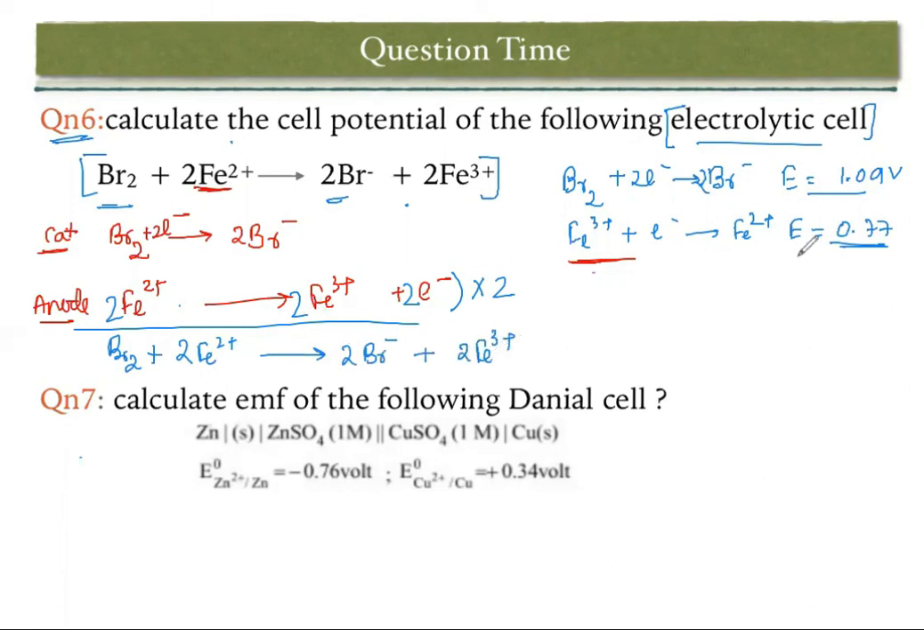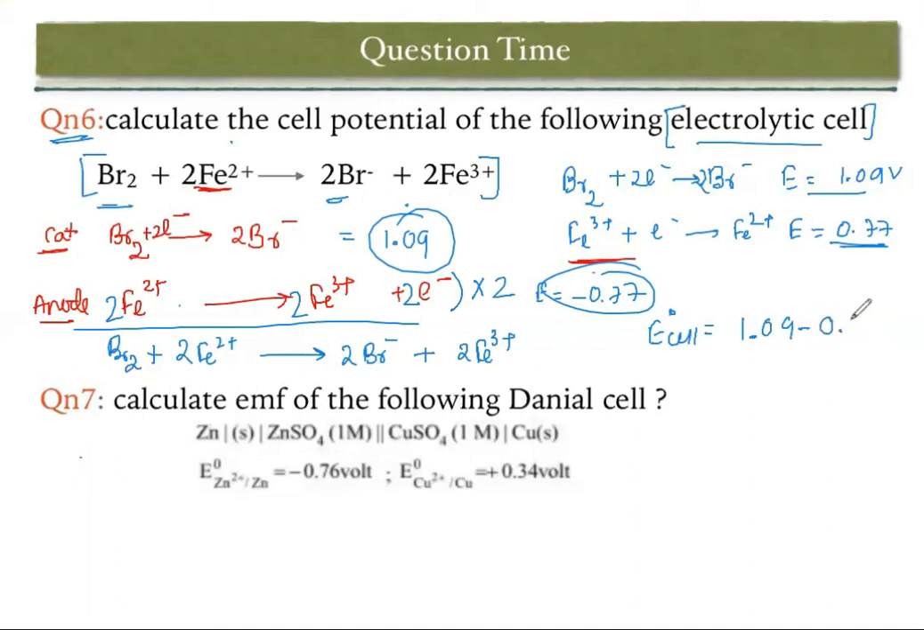As we have reversed this, what is the potential here? Minus 0.77, right? What is the potential of Br2? That is 1.09. So if you add these two, E naught of cell is equal to 1.09 minus 0.77. So the value is 0.32 volt.